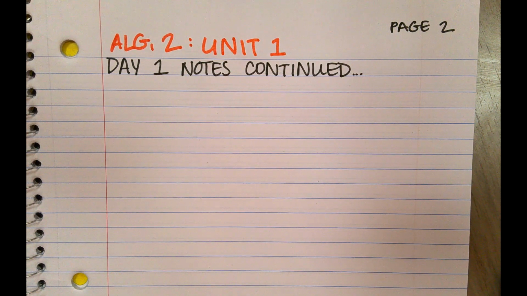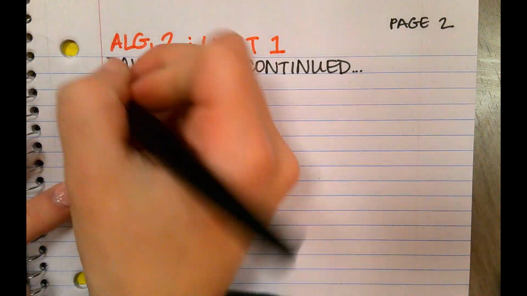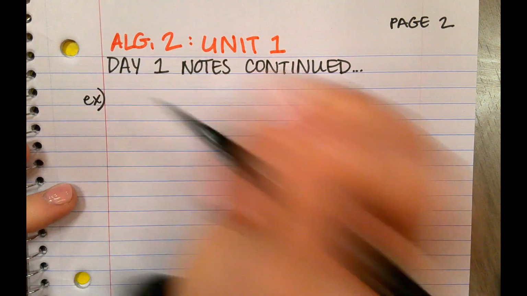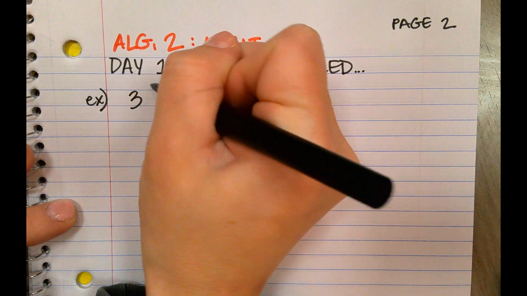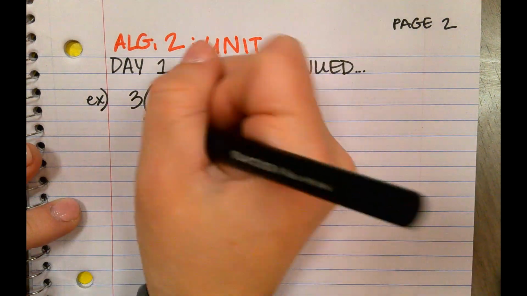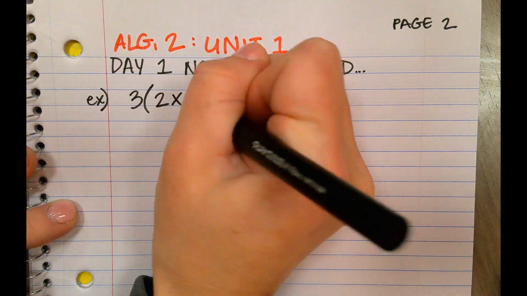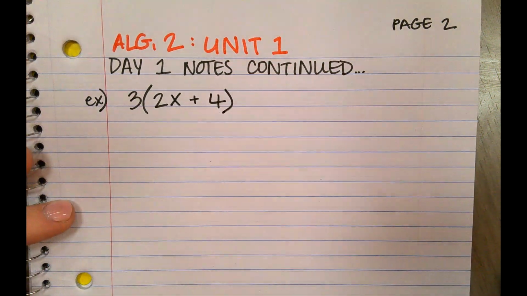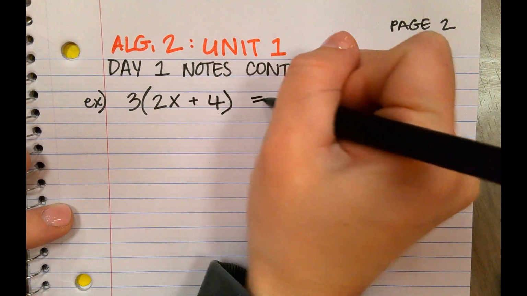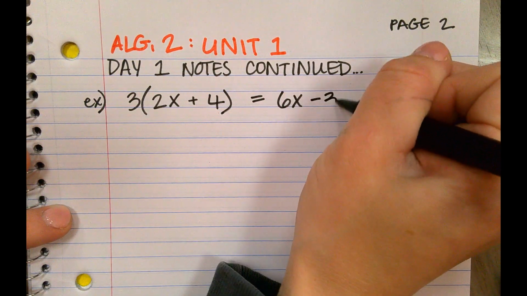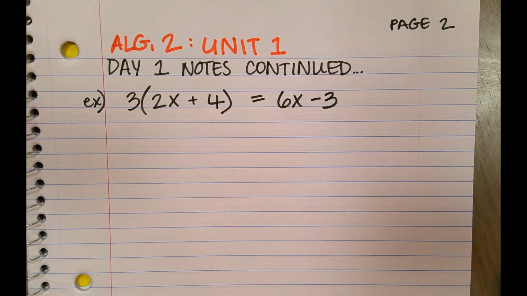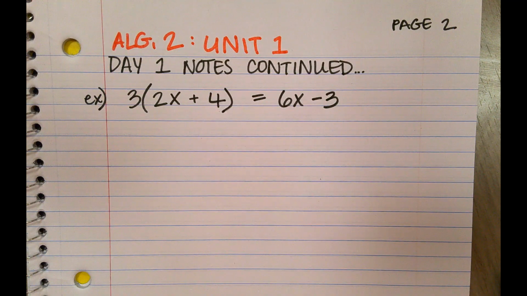Okay. So one more example I want to make sure we understand. What if I have a problem like this? 3 parentheses 2x plus 4 parentheses equals 6x minus 3. You gotta distribute the... Lewis, yes. You know this. Very nice.